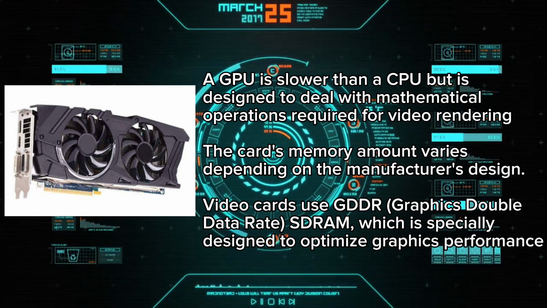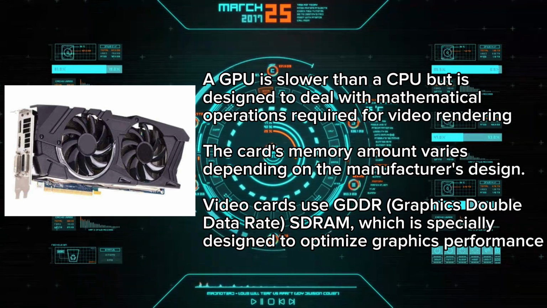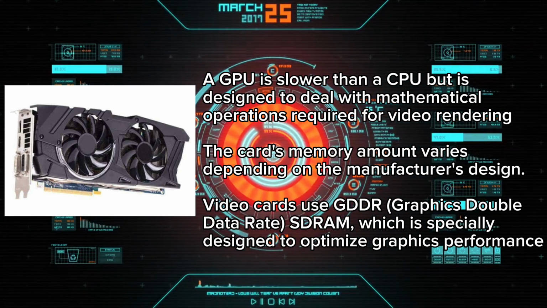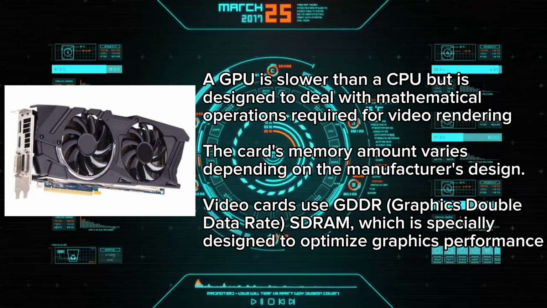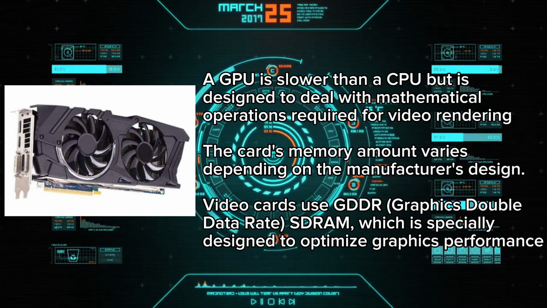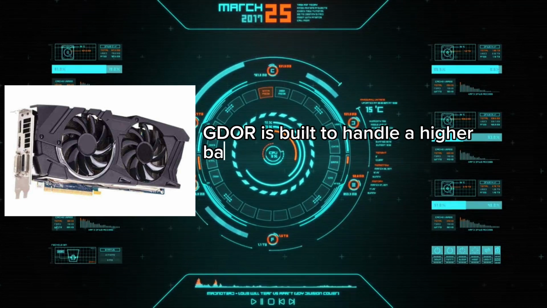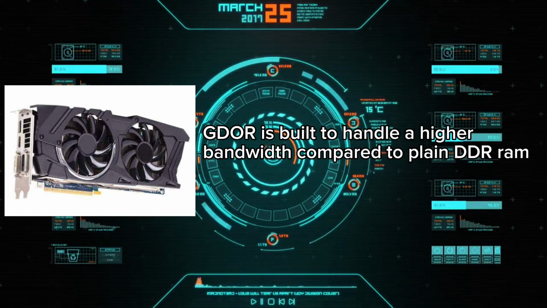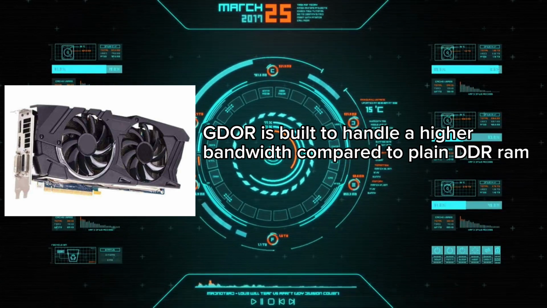The card's memory amount varies depending on the manufacturer's design. Video cards use graphics double data rate SDRAM, which is especially designed to optimize graphics performance. GDDR is built to handle a higher bandwidth compared to plain DDR RAM.